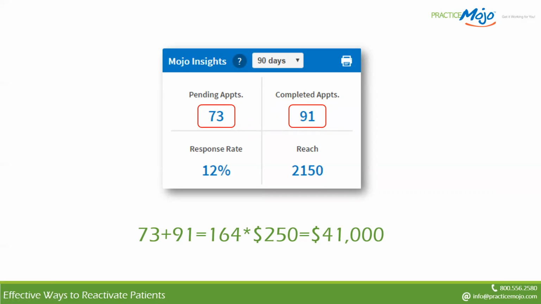Amber chatted in and asked where the 250 figure is coming from. That is the national average of revenue on a hygiene appointment. So it's the national average. I hope that answered that question.